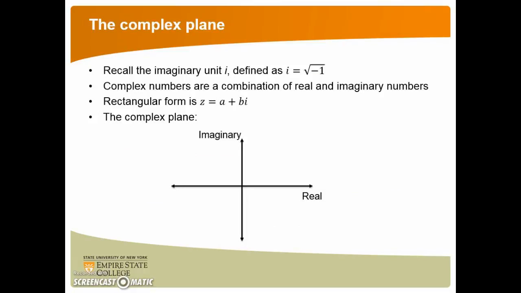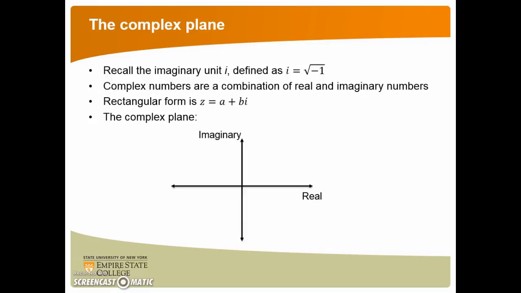Recall that we use i to represent the imaginary unit, defined as the square root of -1. A complex number is a combination of real and imaginary numbers. In rectangular form, the complex equivalent of Cartesian coordinates, any complex number z has a form that looks like z equals a plus b times i.